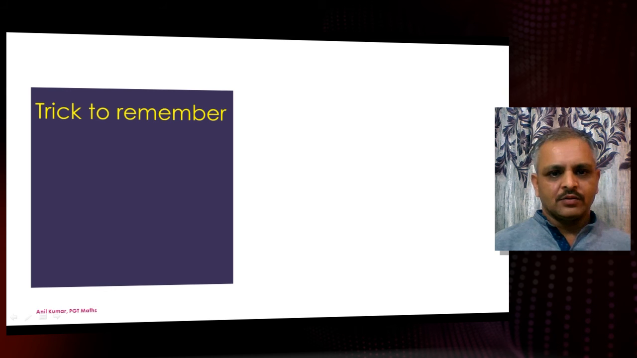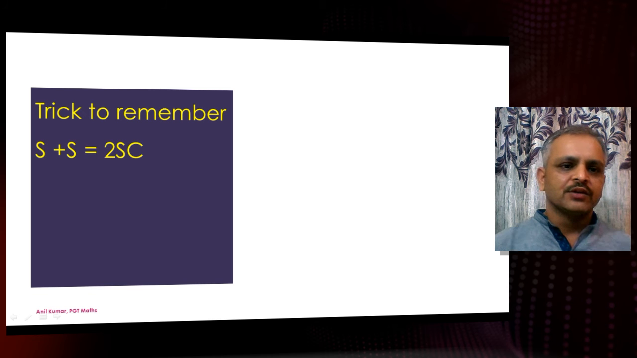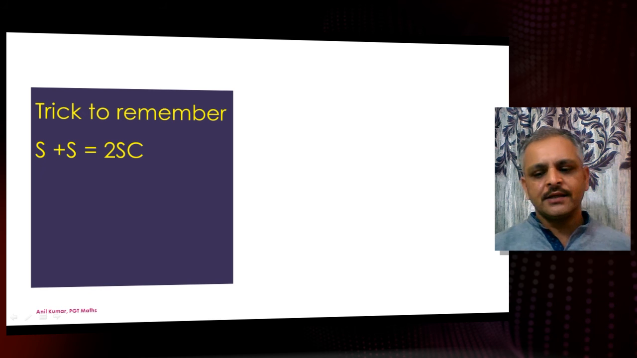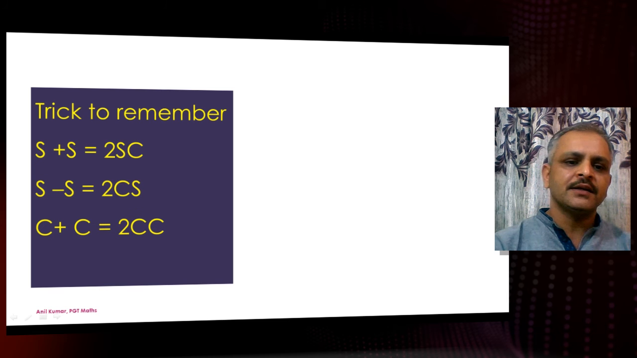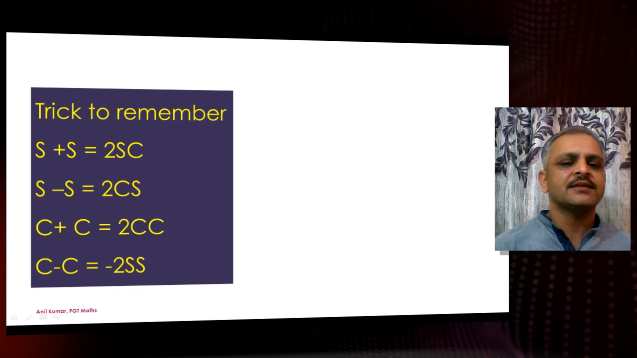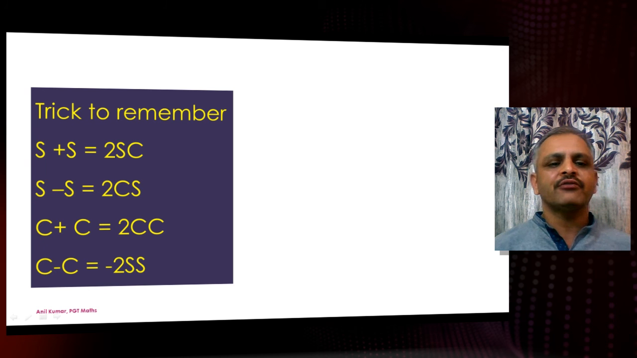So how we will learn them, student? I am giving you a trick. So here is the trick to remember. So s plus s is equal to 2sc, s minus s is 2cs, c plus c is 2cc and c minus c is minus 2ss. Actually, by learning this trick, we will remember all the 8 identities.